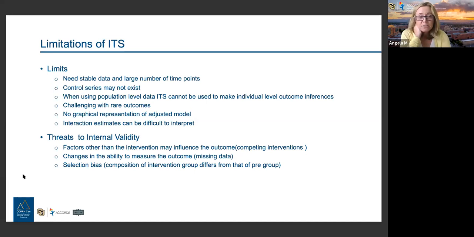Factors other than an intervention may influence the outcome. Like we saw some exposure effect occurring in that marijuana study. And one idea is that maybe opioids could be affecting it. The use of opioids and how they're changing over time could also be affecting the outcomes there. So that's a co-intervention or competing intervention that we weren't able to measure. Changes in the ability to measure the outcome or missing data can have an effect on establishing your time trend. And there's also an issue with selection bias, where you end up with an intervention group or post-intervention group that differs from the pre-intervention group in their characteristics.